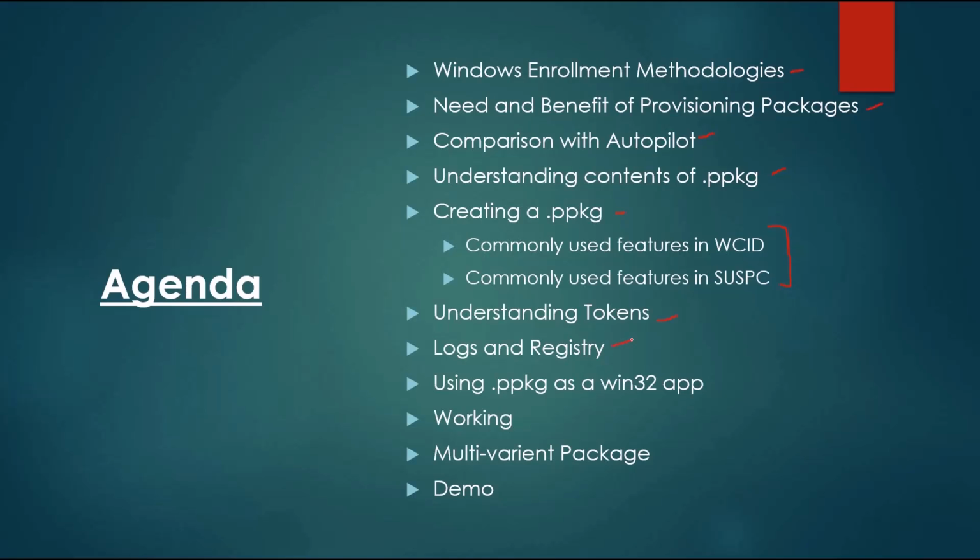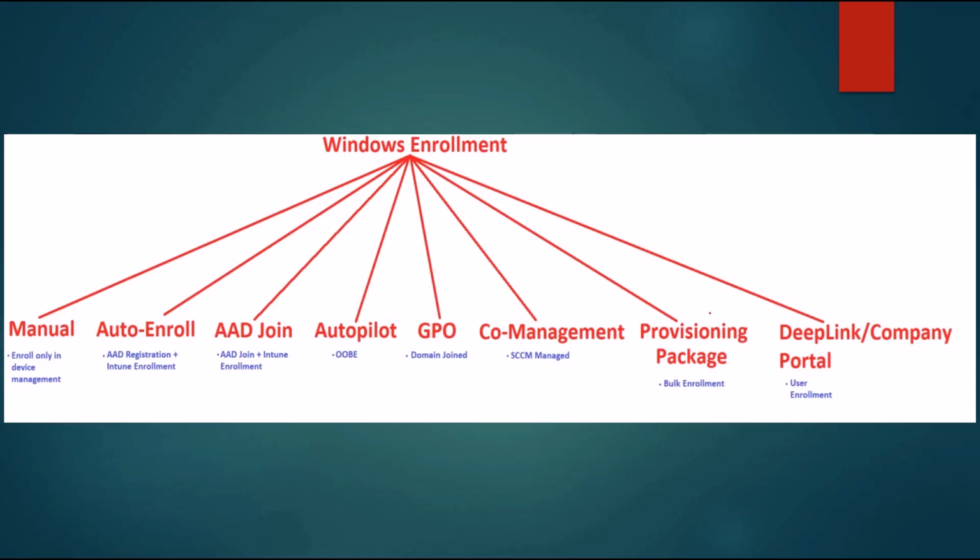We'll take a look over the relevant logs and registries, and then we will see the various ways by which a package can be installed in a device, maybe as a Win32 app or maybe some other approach, out of the box, after out of the box, in all the different stages. We'll figure out the working of a provisioning package, how exactly it's installed, and what are the things that are working under the hood for the provisioning package to take effect. We will take a look over what is a multivariant package, and then in the demo, we will do all these things above.